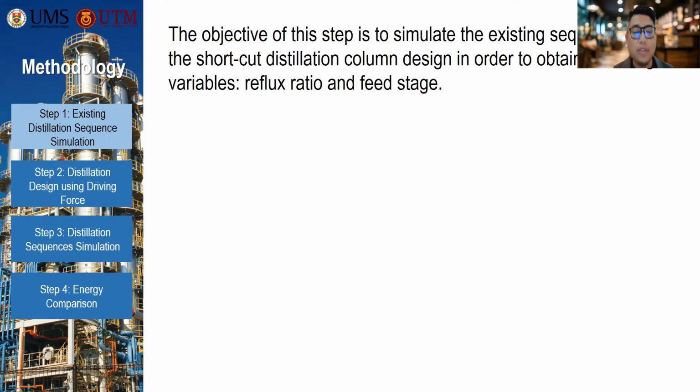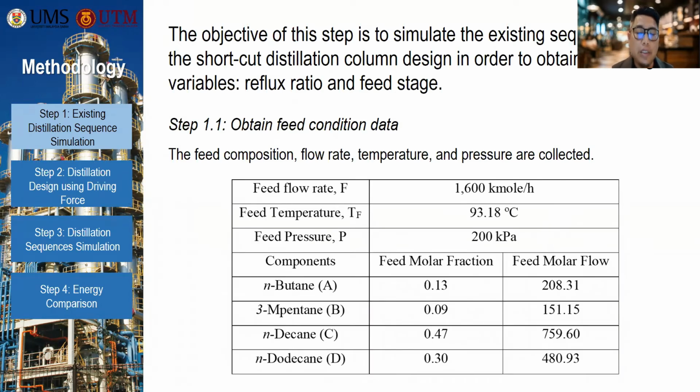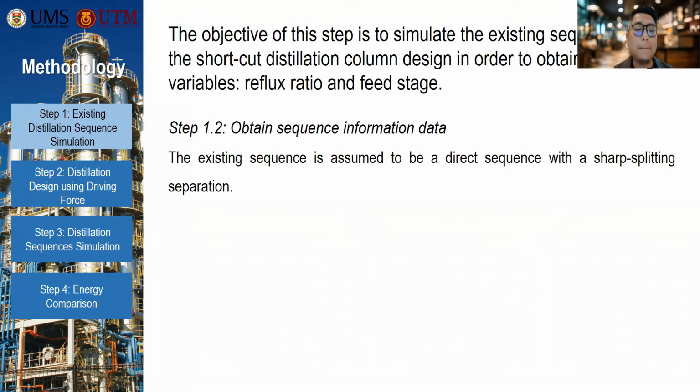The first step is to simulate the existing distillation column sequence, as well as use a shortcut distillation column design method, in order for us to come up with the design values, which are the reflux ratio and also the feed stage for each individual column. This is the feed condition data that we use in this study. From that, we obtain the sequence information. In this case, we have a direct sequence with sharp splitting separation.